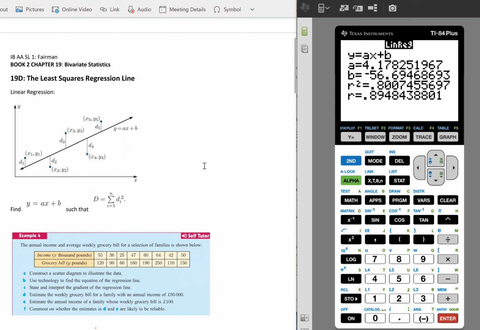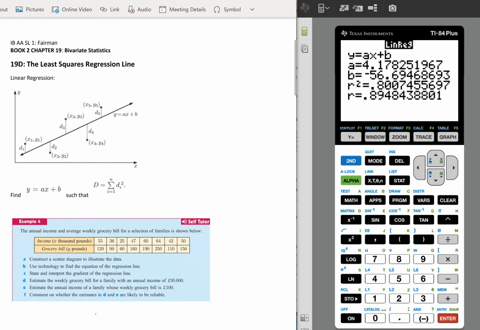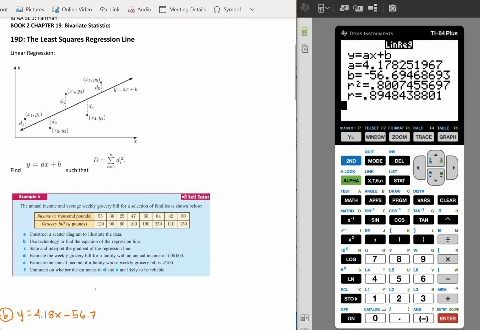All right, so let's answer some questions. We use technology to find the equation of the regression line. So I would literally write down the equation with the values of A and B. Here is the regression line: y equals 4.18x minus 56.7. Then it wants me to state and interpret the gradient of the regression line. The gradient here, that's another word for slope. That's 4.18. We know that, but I need to say what it means.